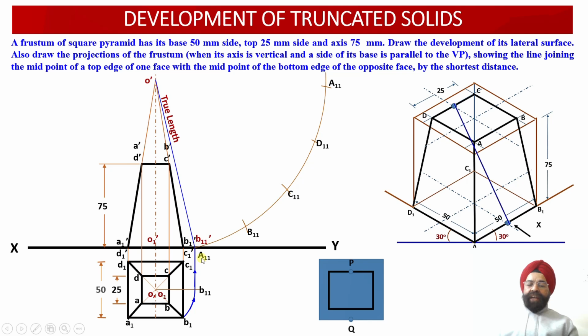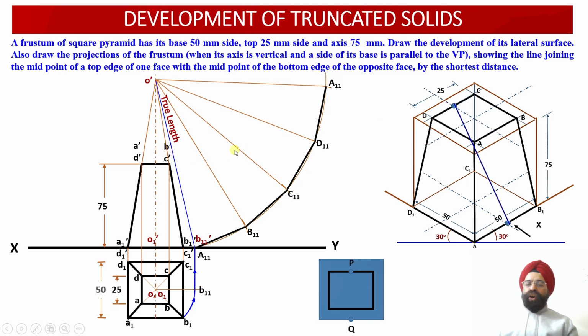So we'll start from point A11, then B11, then C11, then D11 and then A11 points will be marked alongside this arc, which has been drawn with a radius of O dash B11 dash, that is the true length of the slant edge of this square pyramid. The distances between A11, B11 and all the other points will be equal to 50 millimeter, the true length of the edge of the base. This way we have marked 4 segments corresponding to the base onto the development of the square pyramid. Now the slant edges can also be joined. These are all true lengths of the slant edges which we have joined through the point A.